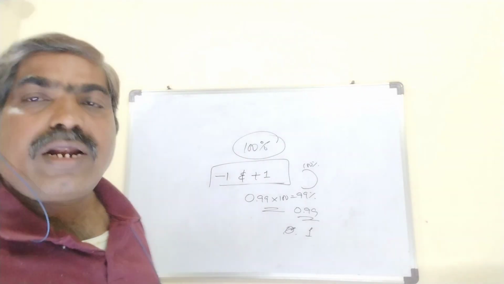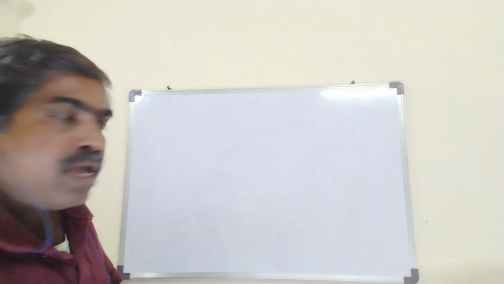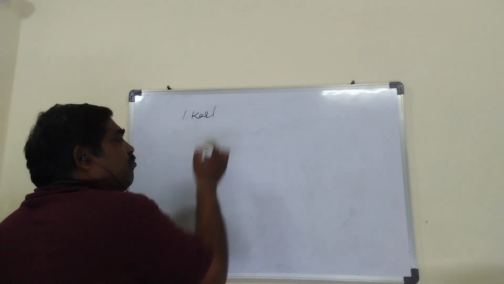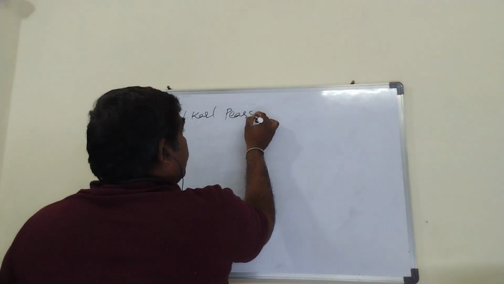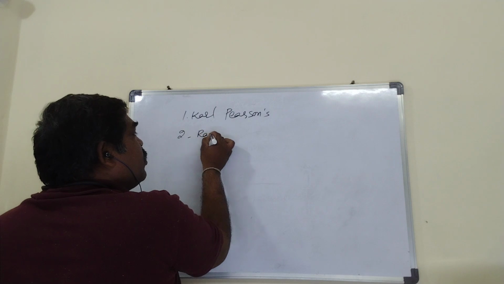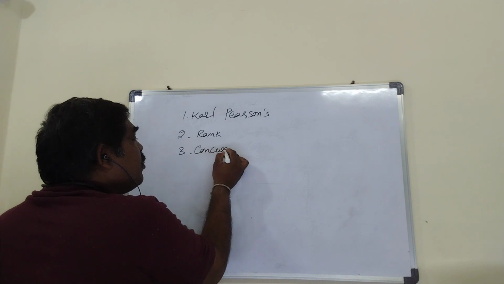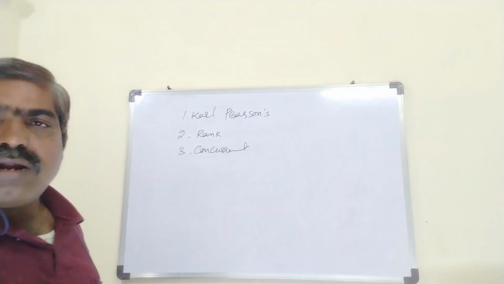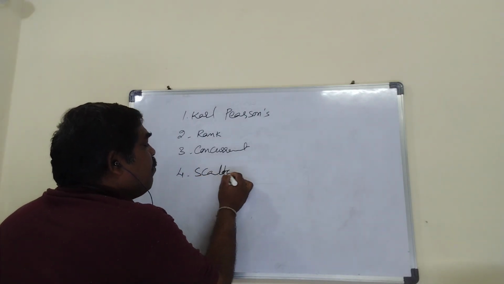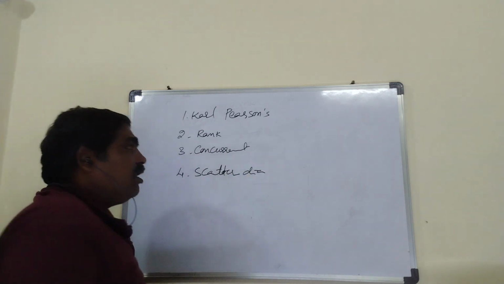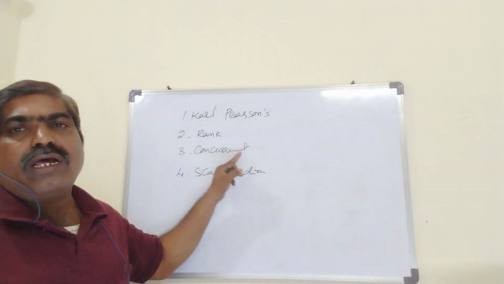Correlation can be calculated in three ways. One is Karl Pearson's coefficient of correlation. Second one, rank correlation. Third one, concurrent deviation method. And a fourth one, the scatter diagram, is also there, but as per our syllabus the main important topics are three: the Karl Pearson, the rank, and the concurrent deviation.